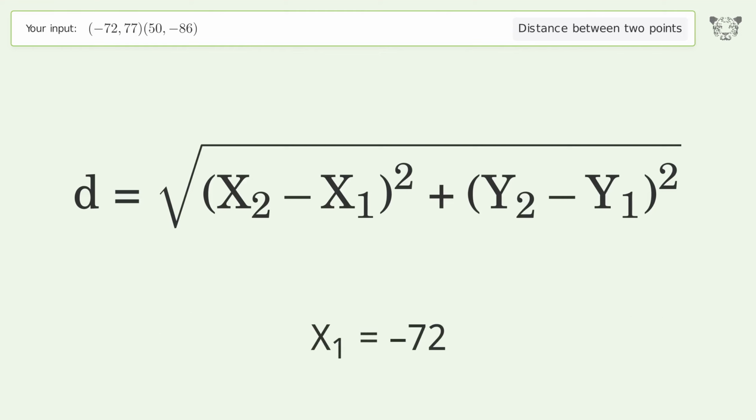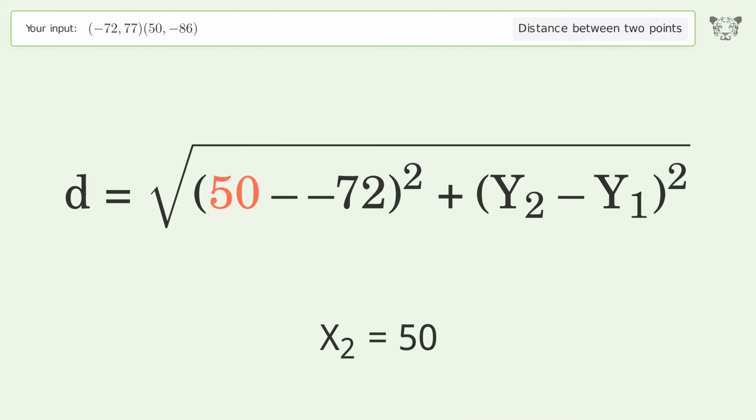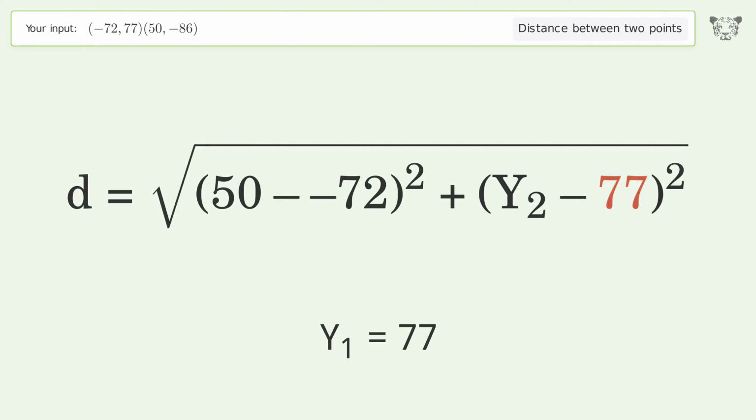x1 equals -72. x2 equals 50. y1 equals 77. y2 equals -86.